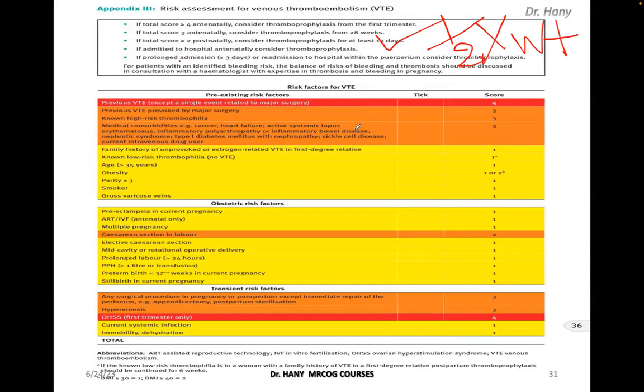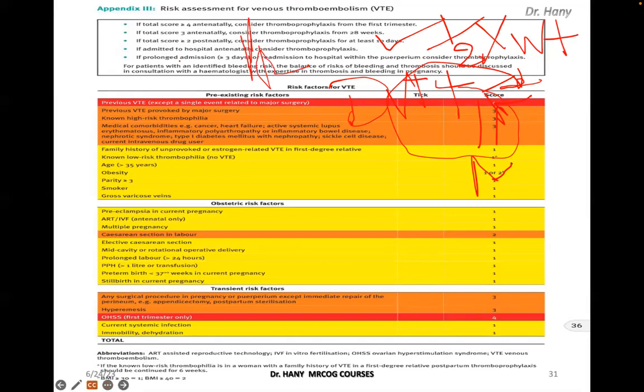The high dose means DVT plus 1, 2, 3. The only indications are recurrent DVT, antiphospholipid syndrome, or antithrombin deficiency. These are the only indications to give a high dose. All the rest is the prophylactic dose, which is half the woman's weight. Okay, sir. You are welcome.